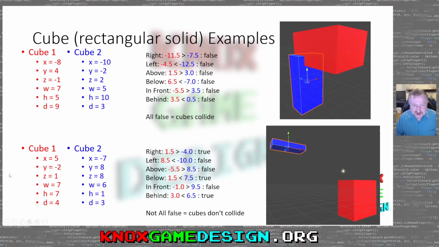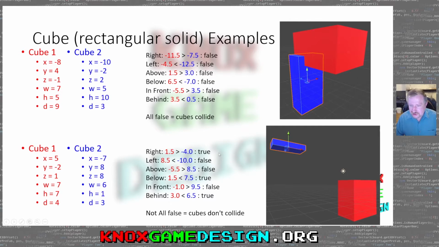Look at the second example here. We got cube 1, position 5, -2, 1, with a width of 7, height of 7, and a depth of 4. And then you got a second cube, position -7, 8, 8, and a width of 6, a height of 1, and a depth of 3. And you can see in this case, it is to the right. The red one is, and you can see that in the picture here. The red cube is to the right of the blue cube.